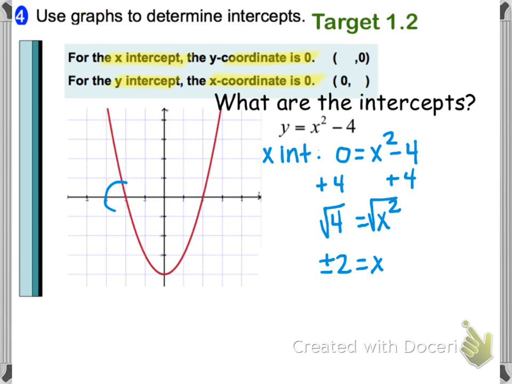If we take a look at the graph, we'll notice that that's exactly where our two x-intercepts were. So (-2, 0) and (2, 0) are our x-intercepts. And we could have gotten those also just straight off this graph.